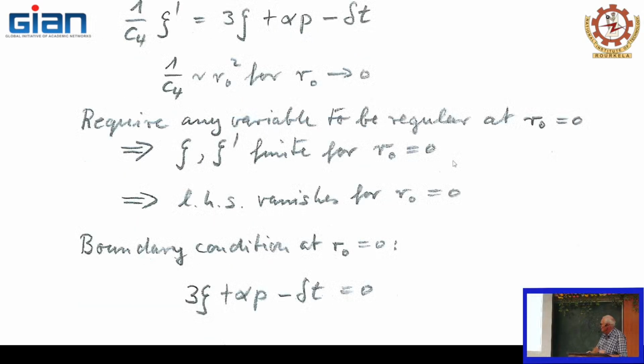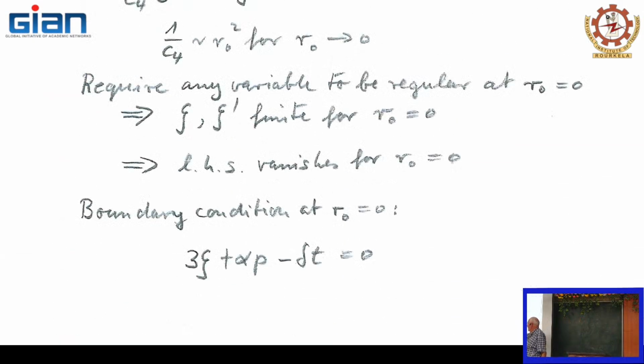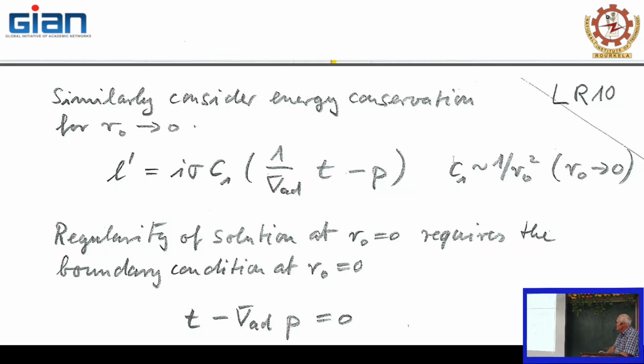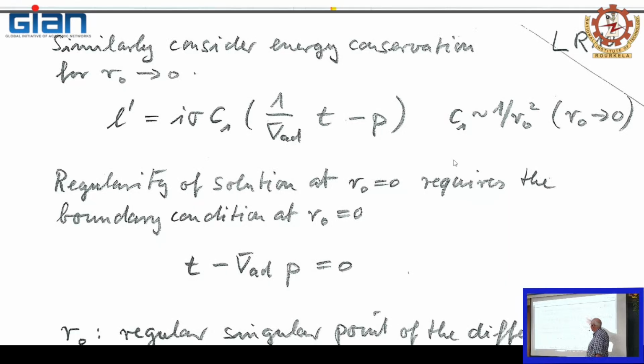So one of the regularity conditions was 3 zeta plus alpha p minus delta t equal to 0. The next one comes from considering the next equation where we have a diverging coefficient. This is the energy equation given here. C1 goes like 1 over r squared, so the regularity condition means that the bracketed terms, 1 over nabla adiabatic times t minus p, have to be 0. So regularity at r equals 0 provides two boundary conditions.